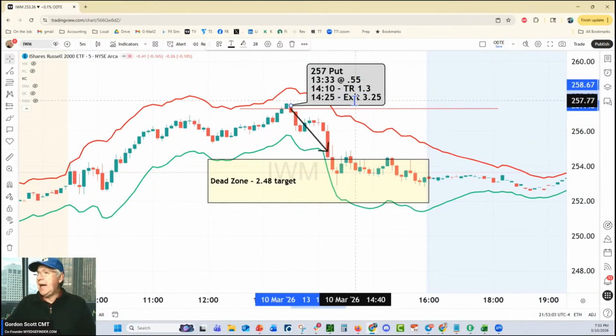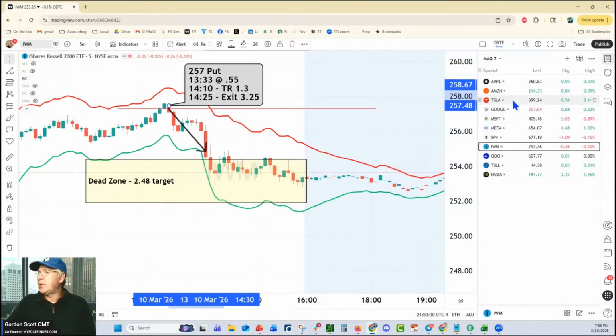But had I held on all the way to the end of the day, the price closed at 3.25 or around 3. That's what I would have had to get out with, 3.25. So of course that trade could have done even better. This is a fun setup that creates these kinds of trades. And today I could only trade IWM, so I couldn't trade other individual stocks.